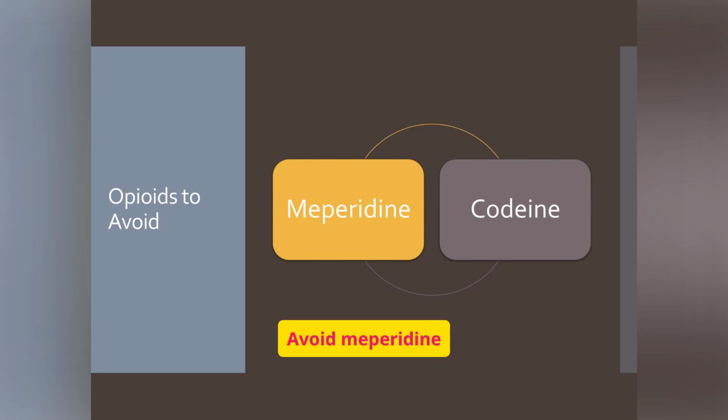Avoid meperidine and codeine due to their potential for adverse effects and limited efficacy compared to other opioids. Consider safer and more effective alternatives. These drugs combine opioid and non-opioid actions, helping with pain that doesn't respond well to traditional treatments, while often lowering the risk of side effects.